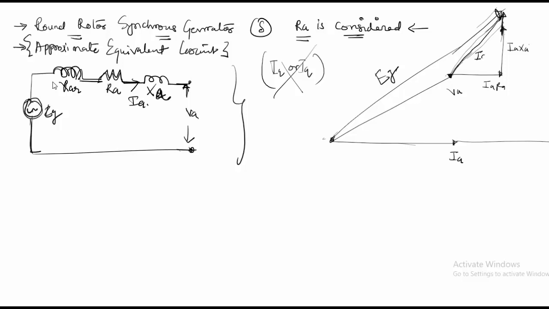So this is my IA into ZS. So it's essentially possible to say that my EG vector is equal to VA vector plus my IA into ZS vector, which is the synchronous impedance. ZS is equal to Ra plus j of Xs.